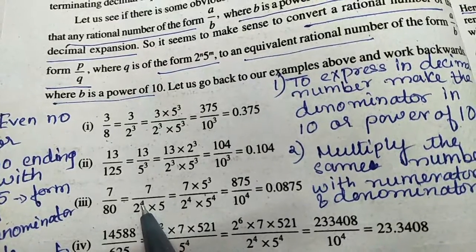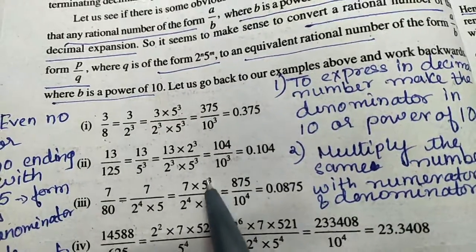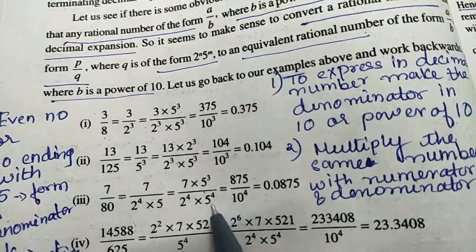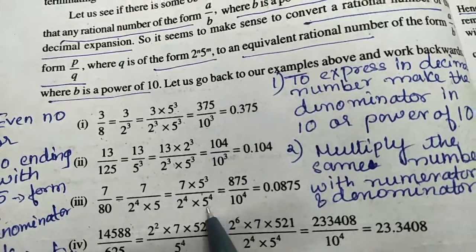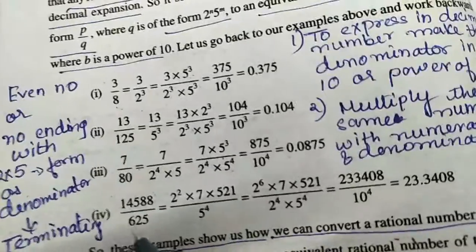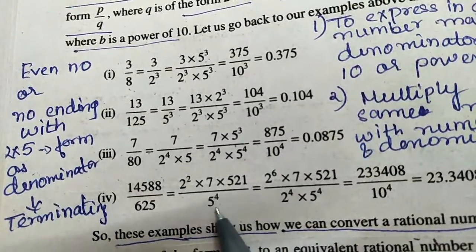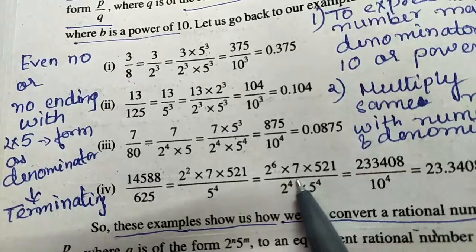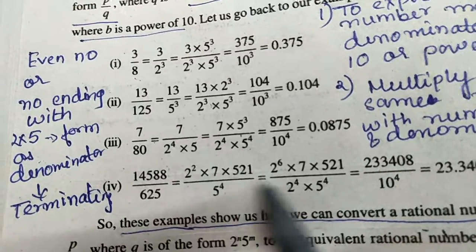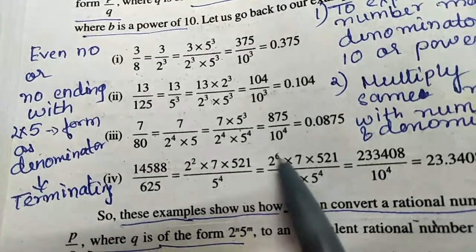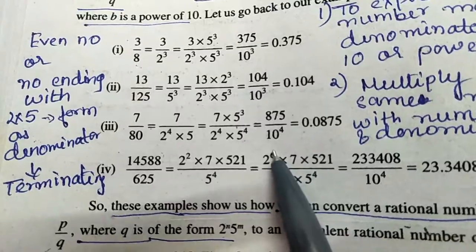So for making 2 raised to 4, we need 5 raised to 3. So 5 raised to 3 here, also 5 raised to 3. Here also it will give you 5 raised to 4. Now 625, here you have got 5 raised to 4. So we need 2 raised to 4. We have already got 2 raised to 2 plus 2 raised to 4, so this will give you 2 raised to 6.